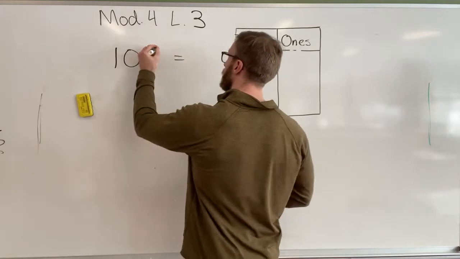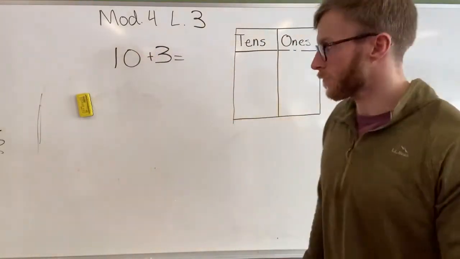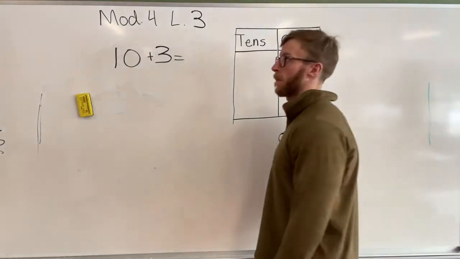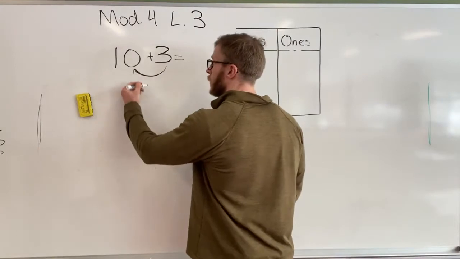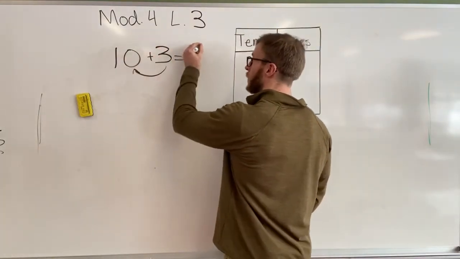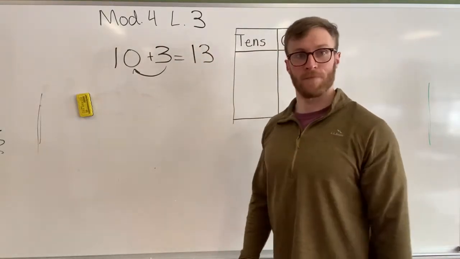10 plus 3, okay? Hide that 0. If we move this 3 over and rewrite it, we're going to keep the 1. And now we're not using this 0, we're going to put the 3 there. 10 plus 3 equals 13. Let's do one more.